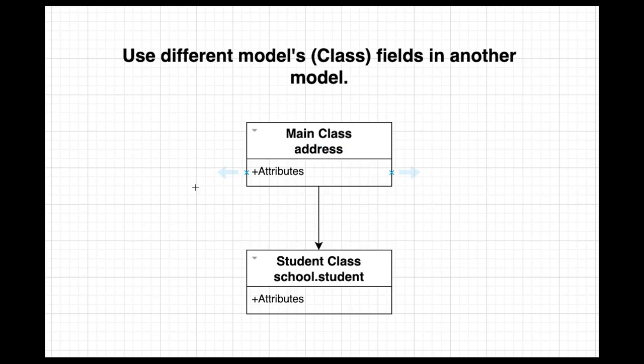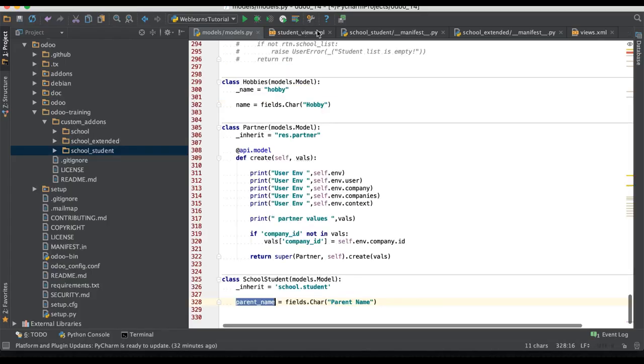And yes, one more thing: in the first step we used the same model we are extending, but now we are extending a different model here. But here we are using the parent model's fields in the student profile. So let's see how to do it. Okay, first let me close all the extra files.